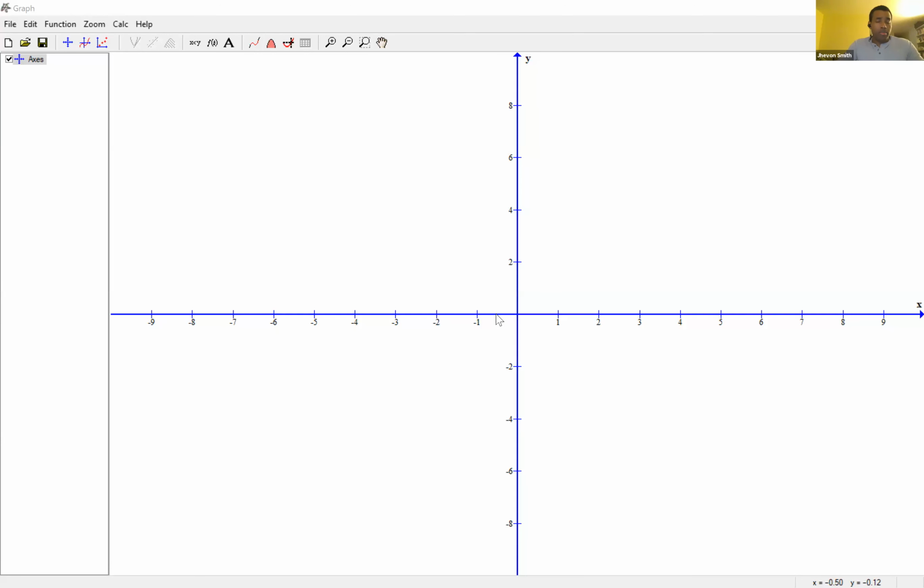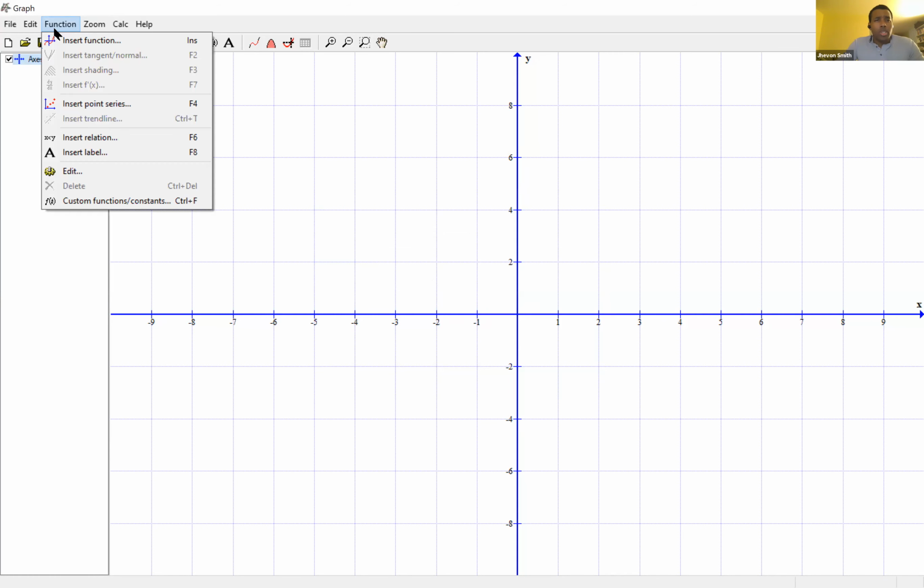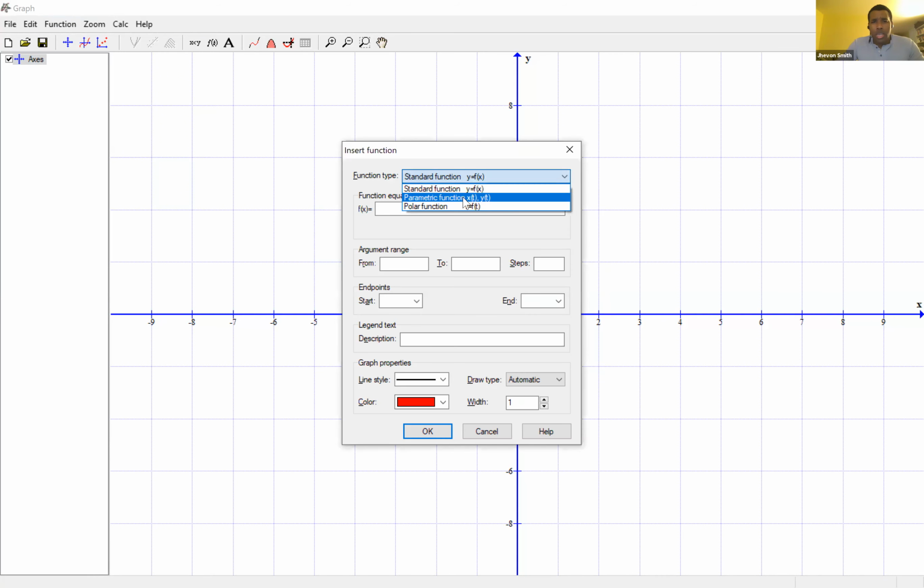Let me share another screen with you. Okay, so this is an app called Graph. I really like it. Let's put on a grid here, not that it's necessary, but whatever. Let's insert a function. I want a parametric function, and the x is t squared minus t plus 2. The y is t cubed minus 3t, from minus 10 to 10. I think that's fine.